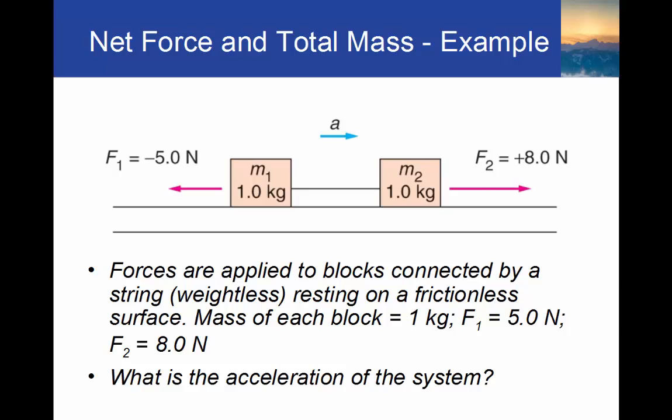There is an example from your textbook which has two masses that are basically tied together by a string, and a force of 8.0 newtons pulls to the right on one of the masses, and a force of 5.0 newtons pulls to the left on the other mass. And the question is, what is the acceleration of this system?